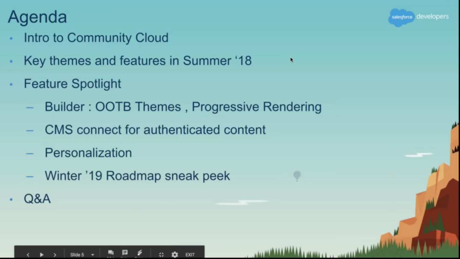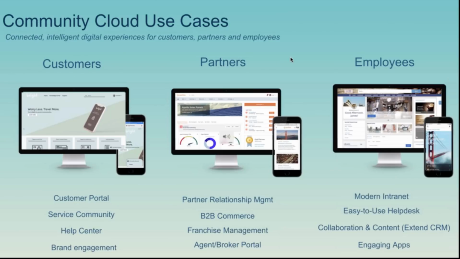Gayatri? All right. Hey, everyone. So great to be here. So in today's webinar, we have a lot to cover. We're going to start off with a quick introduction to Community Cloud. I'll tell you what the key use cases are for which our customers deploy Community Cloud. We will then kick off with the key themes and features for Summer 18 that have been released on Community Cloud, and then deep dive into the features for the digital experience platform. Today you will see some great features coming out for the builder with out-of-the-box themes and progressive rendering. Jagdish is going to be demoing CMS Connect for authenticated content. And then Sudhir is going to be demoing personalization and also give you a sneak peek of what's coming up for Winter 19 as well. And as Nisha mentioned, we will have room for Q&A at the end. All right, let's get started.